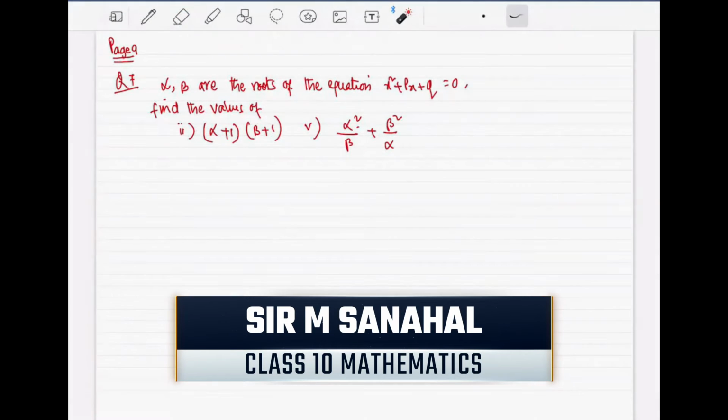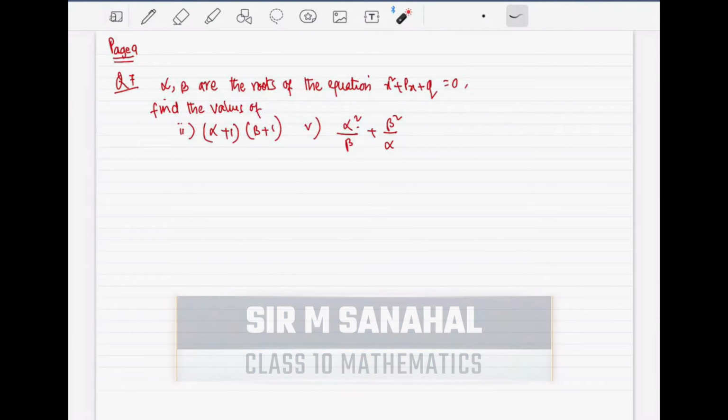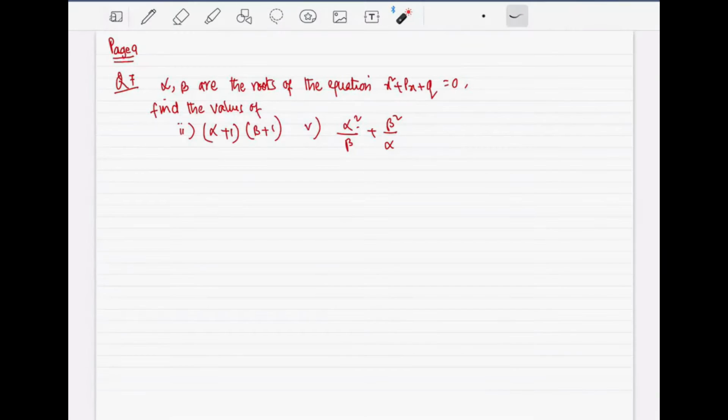We have known what will be the nature of the roots based on the discriminant value, that is the value of b square minus 4ac. And then we have done a little bit of a deduction also. I'm taking up some very important questions from your textbook from exercise 5.1.